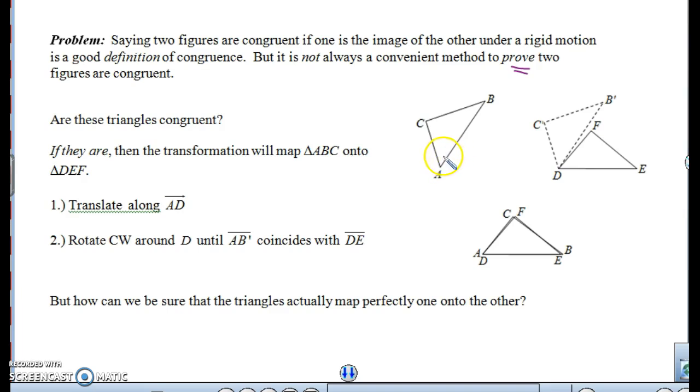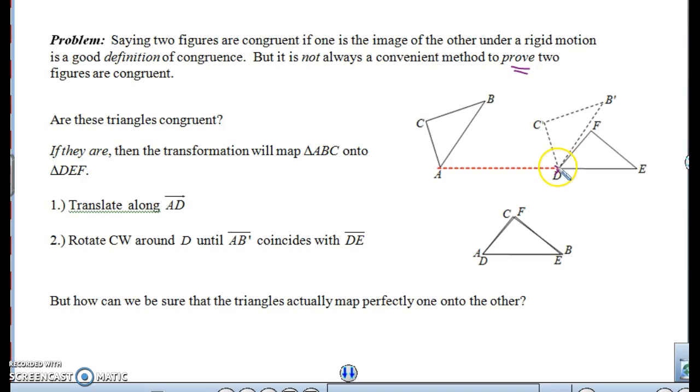Well, they kind of look like they are. Here's ABC and DEF, this triangle right here. They kind of look like they're congruent. So if we take this triangle and map ABC onto DEF, if we translate along AD, I'm going to go along AD like so. So I translate along AD until I get here, so this becomes A prime, B prime, C prime.